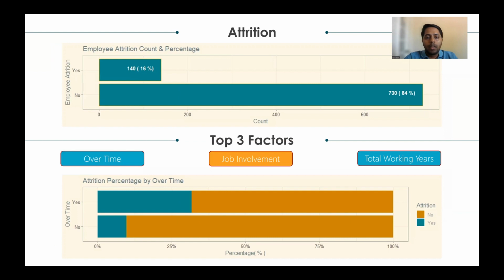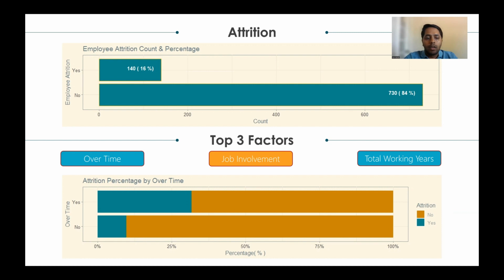Now let's take a look at attrition. Looking at attrition, we could see that around 16% of the employees left the company. That is, out of 870, 140 employees left the company. The top 3 factors for attrition are overtime, job involvement, and total working years.